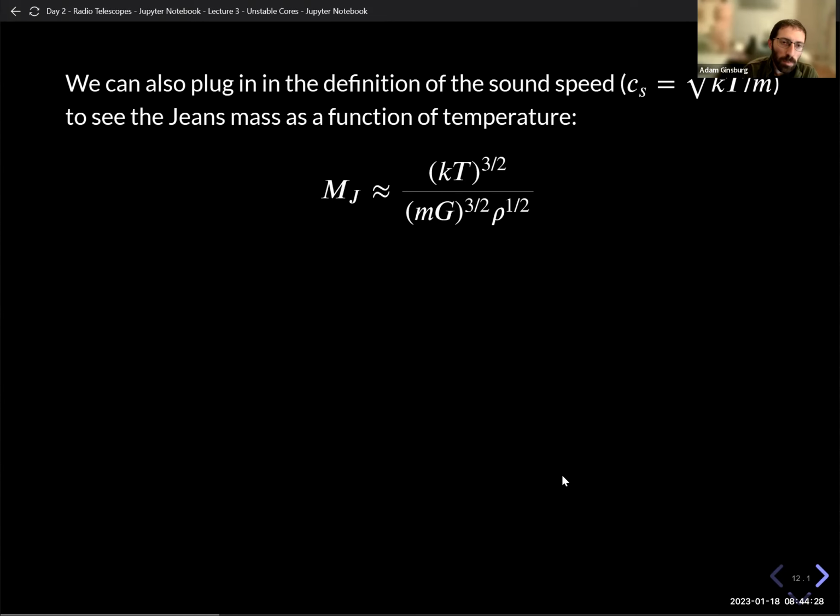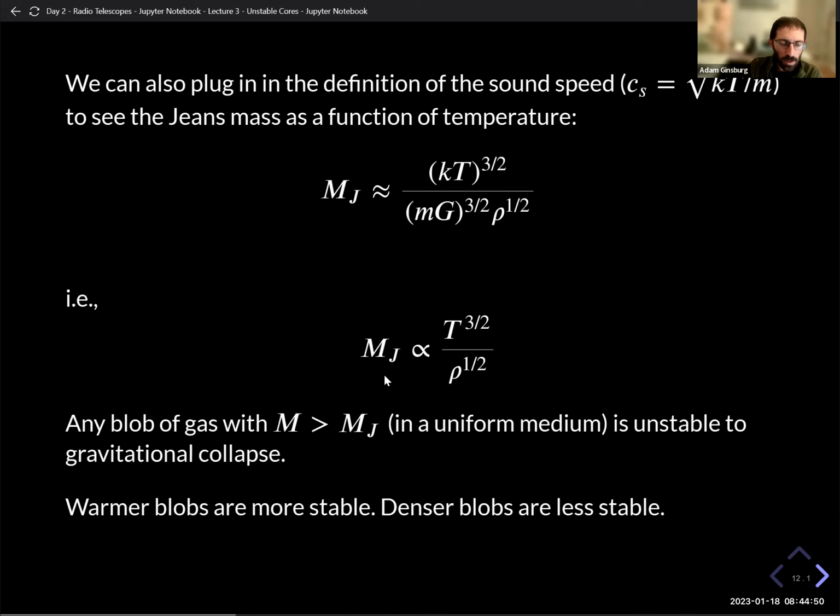So we could also plug the speed of sound into that equation to calculate the Jeans mass as a function of temperature instead of as a function of the sound speed. So we do that, we're just plugging in c_s equals square root of kT over m, and we had c_s cubed here. That m is just coming from this equation. And then we reduce that down and drop the constants to say that the Jeans mass is proportional to temperature to the 3/2 power divided by density to the 1/2 power, or one over the square root of density.